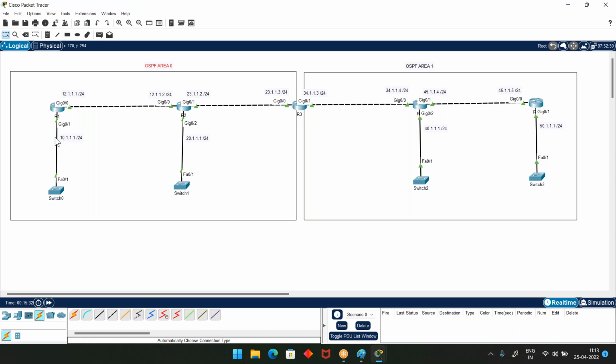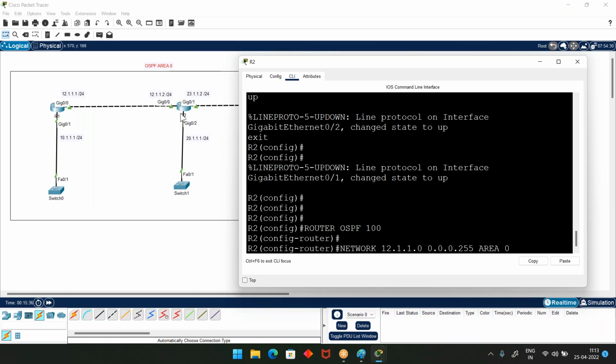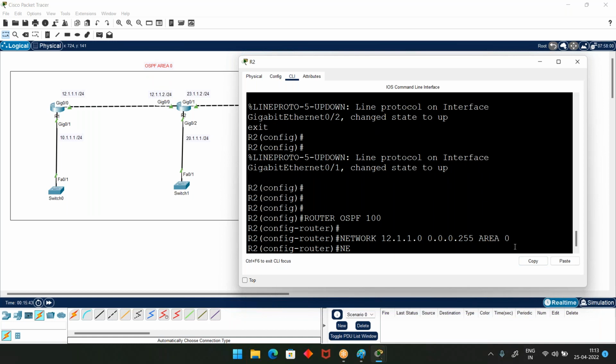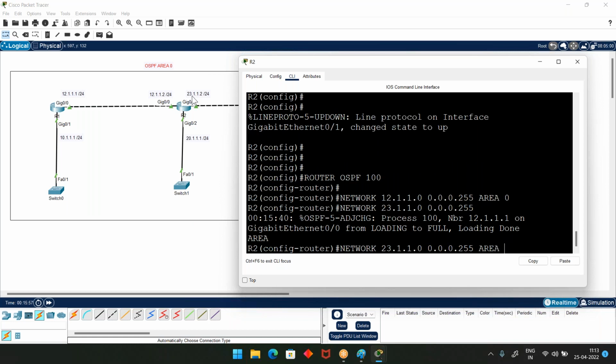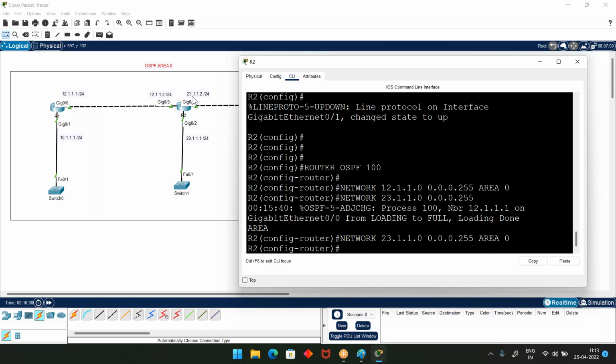Okay, sir. Yeah. Now this 12.1.1 network belongs to which area? Area 0 only. Press enter now here. One more network is there. This 23.1.1, this 23.1.2 belongs to which area? Area 0 as well only.